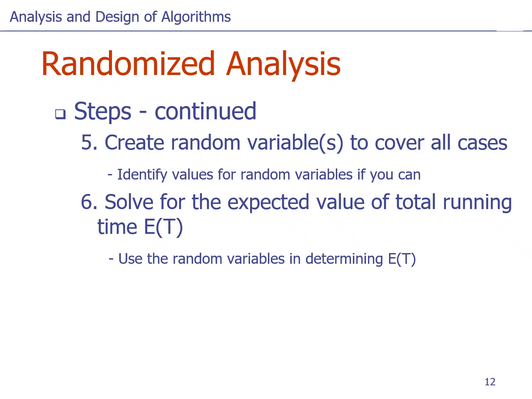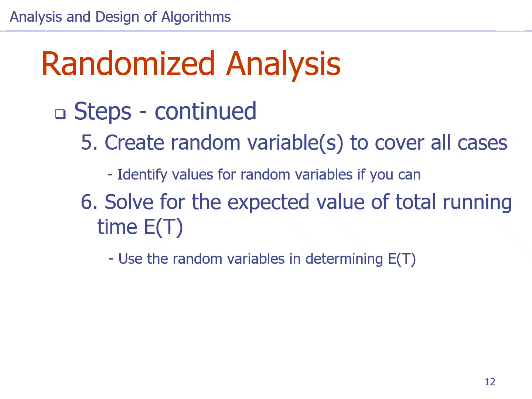Okay, so it's not enough to create just random variables. Say I have x, I have y, I have z. But what are the possible values of x, and what's the probability of getting any one of those values? And finally, you solve. You make an equation: expected value of t, where t is the total running time, equals a bunch of expected values of random variables added up together, which is again linearity of expectation, and you solve.